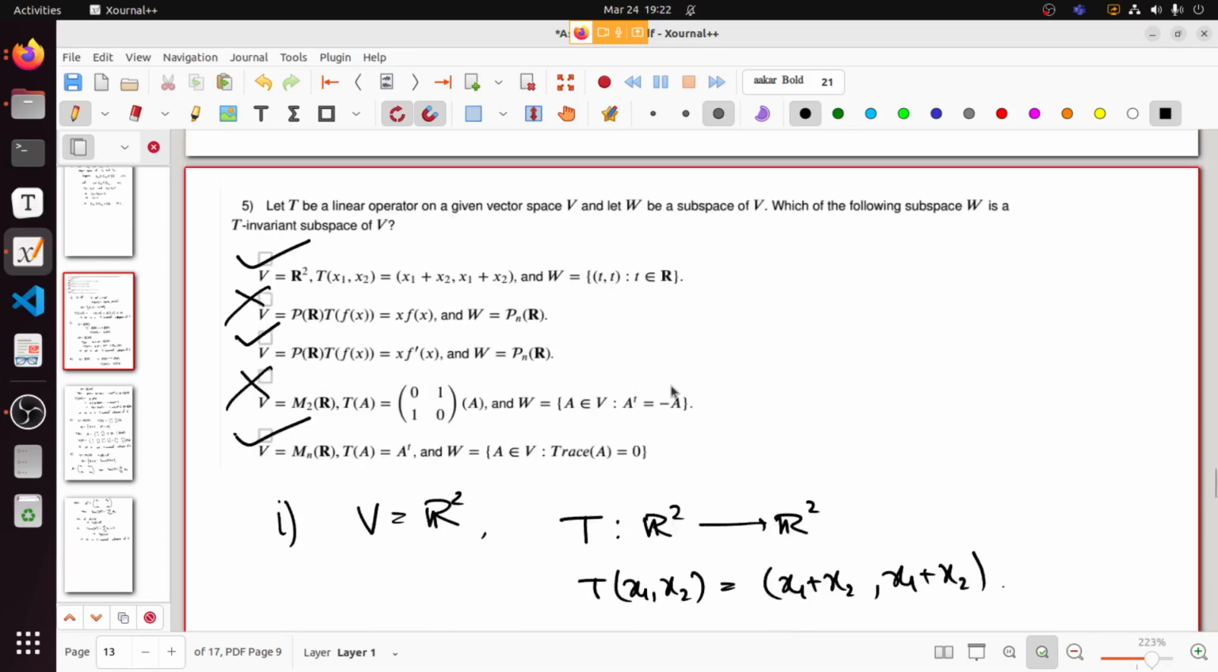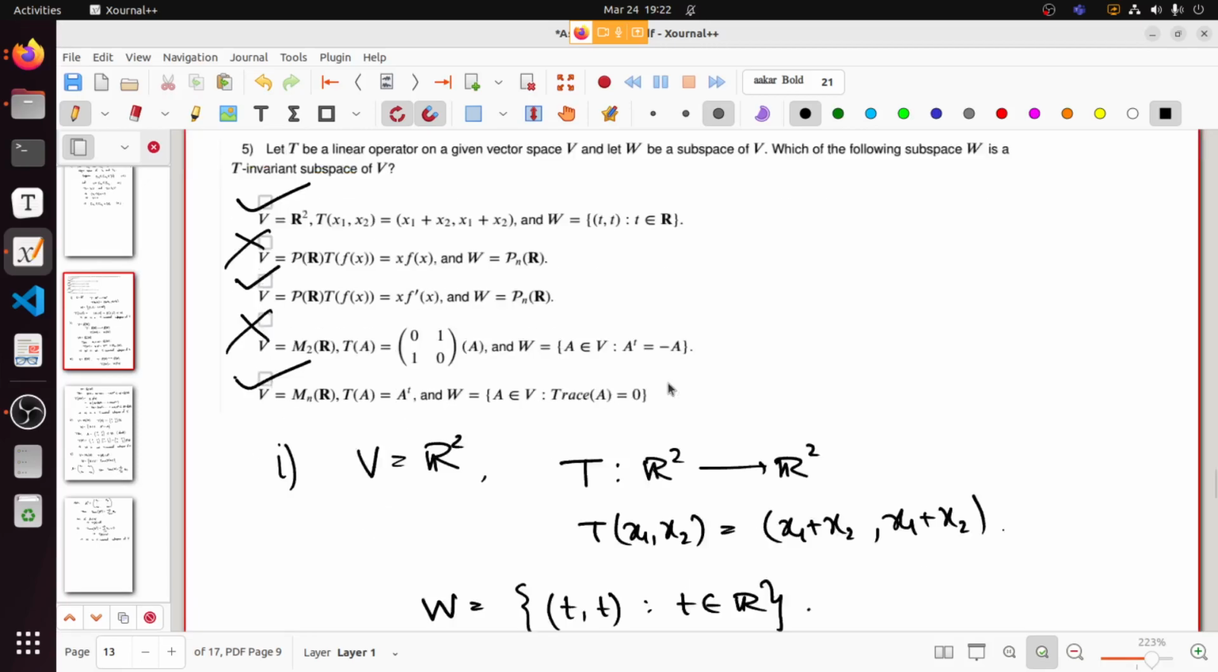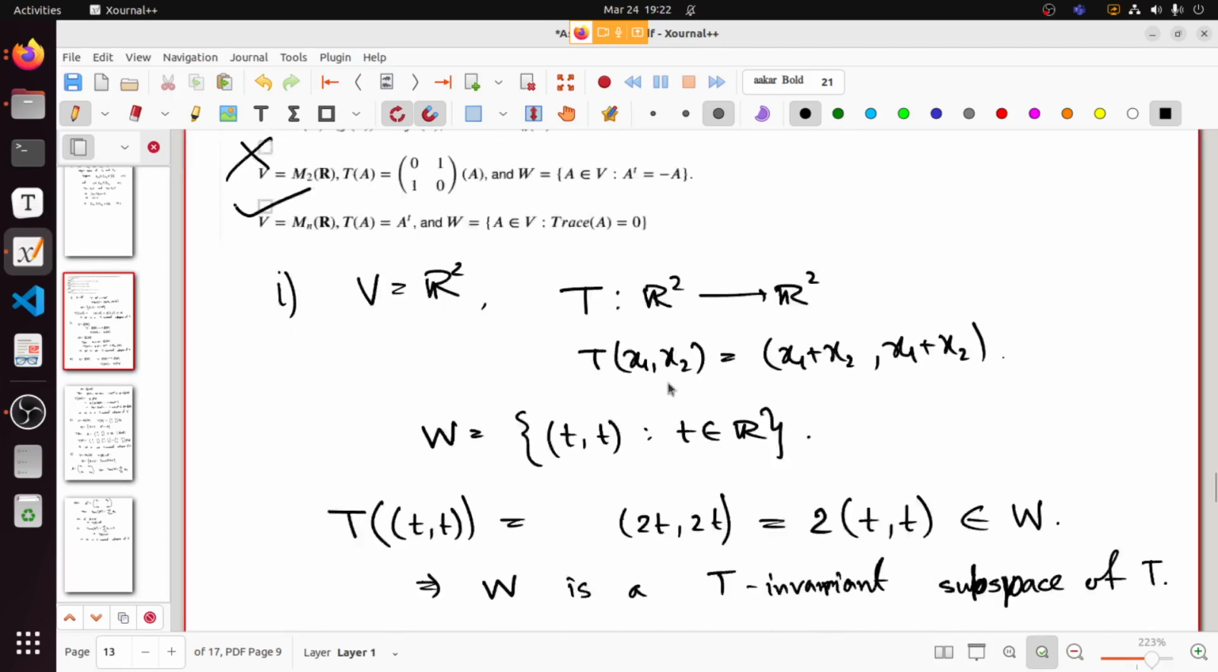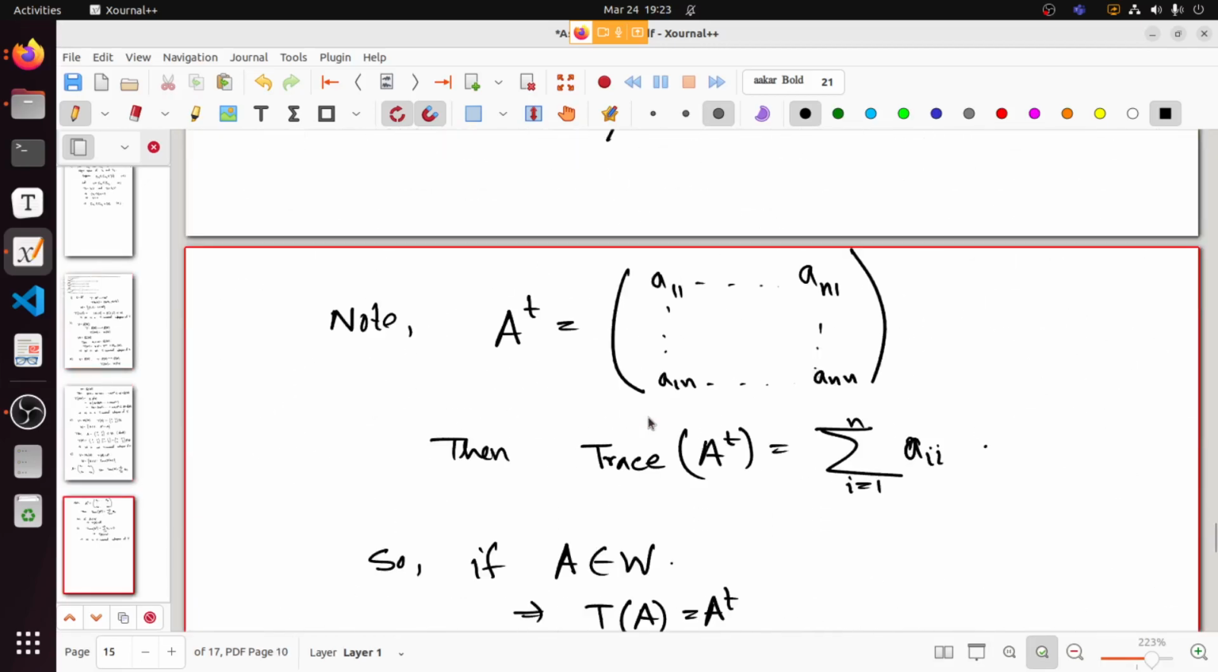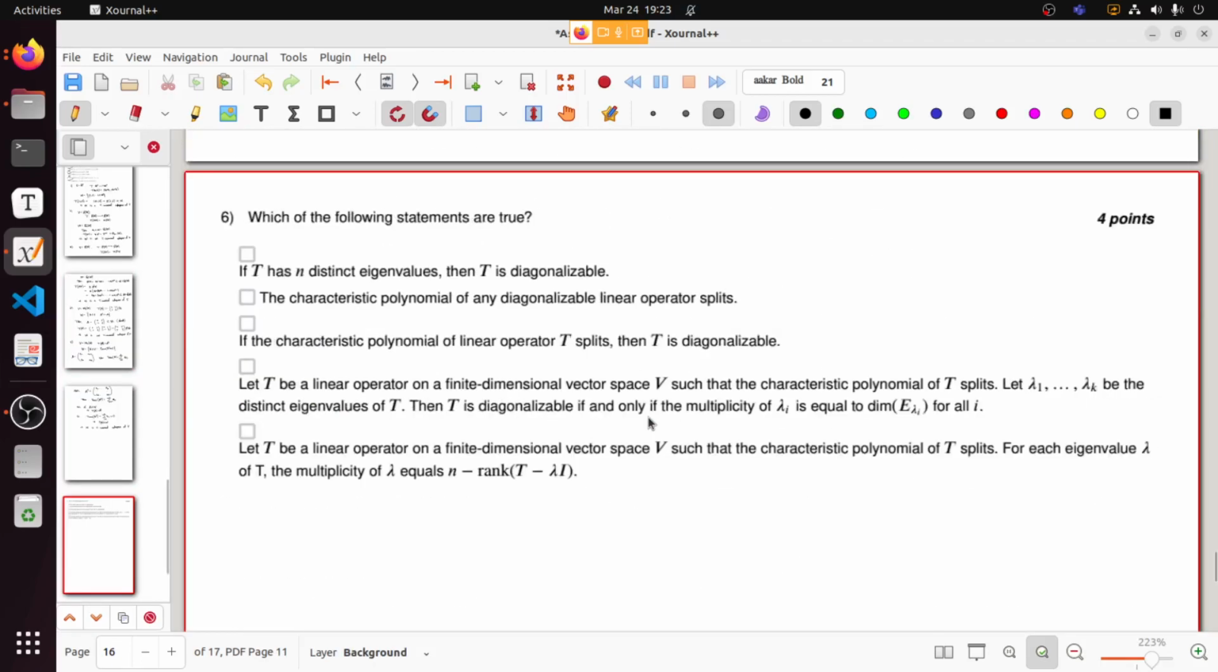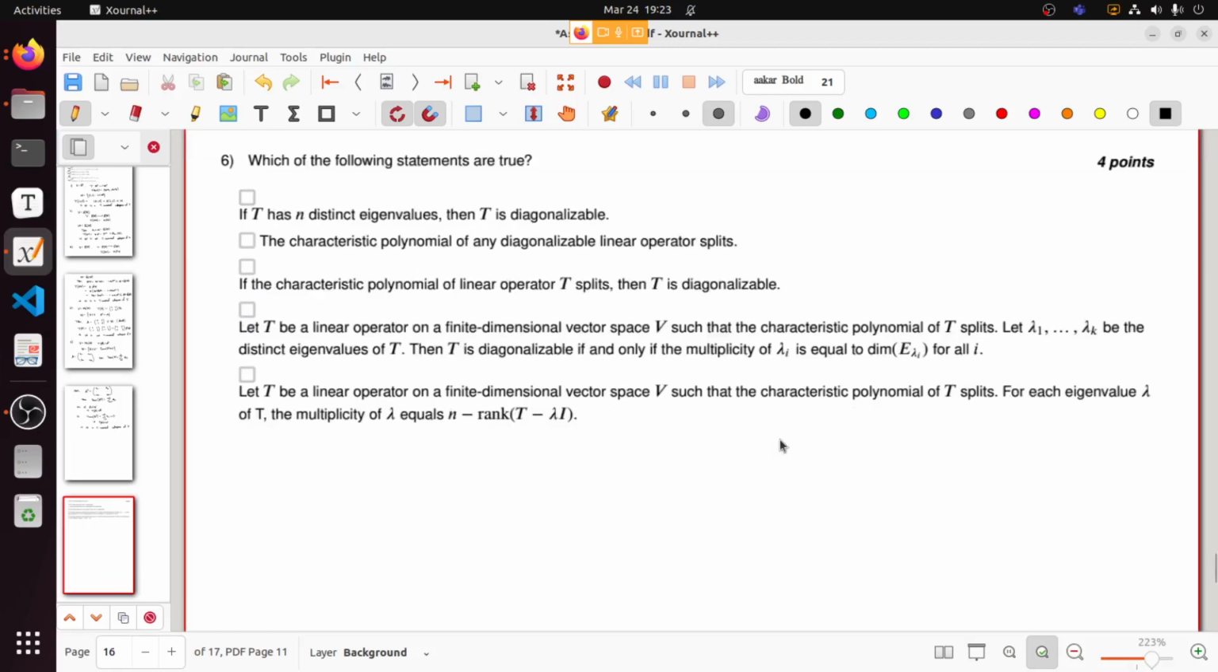So this completes the assignment, question number 5. Now let's move to the last question, question number 6. Which of the following statements are true? You have to check. First option, it's done in the class. If T has distinct eigenvalues, then T is diagonalizable, right? So T is a map from B to B, where the dimension of B is n. If T has n distinct eigenvalues, then the corresponding, so let me write it down.